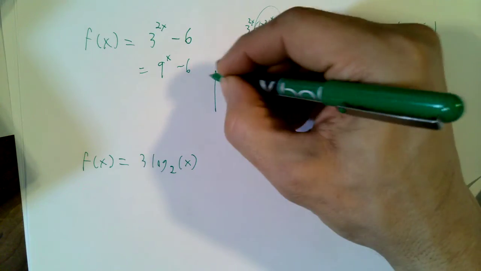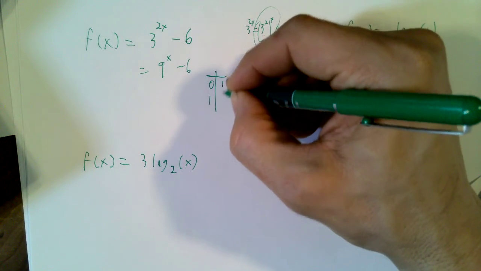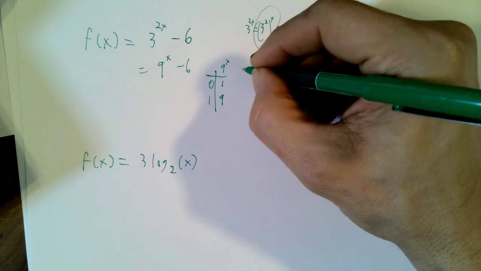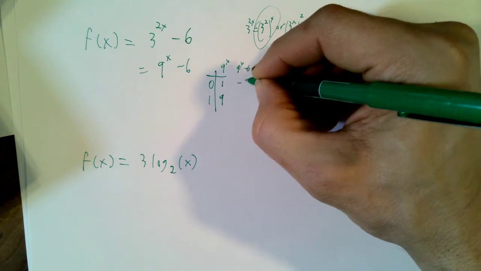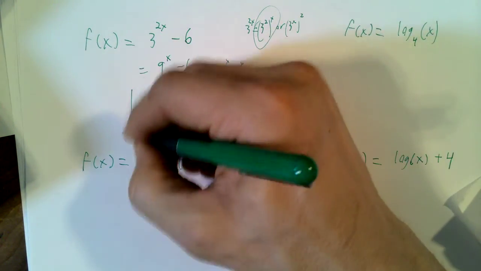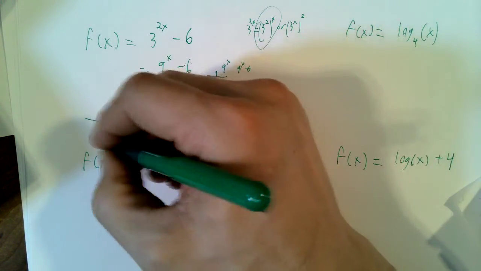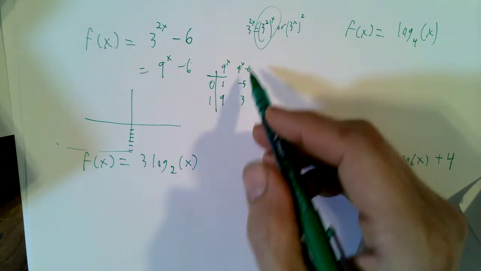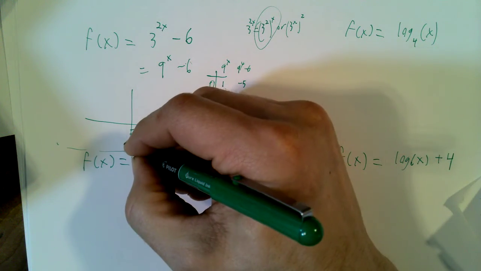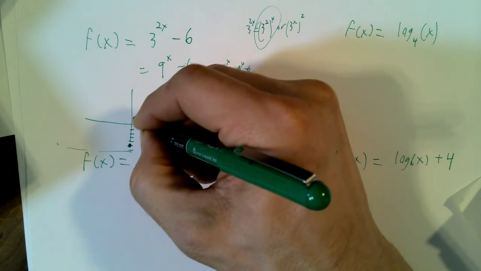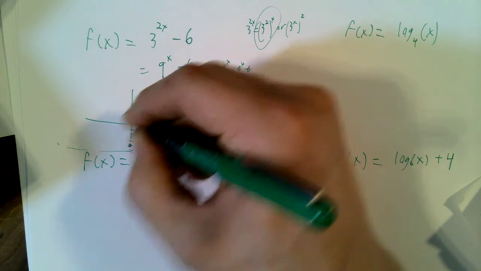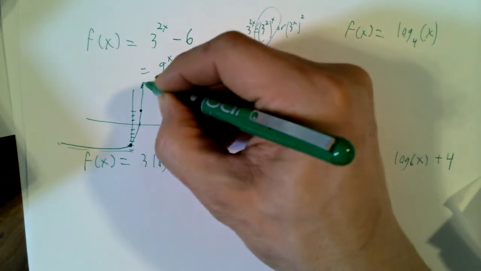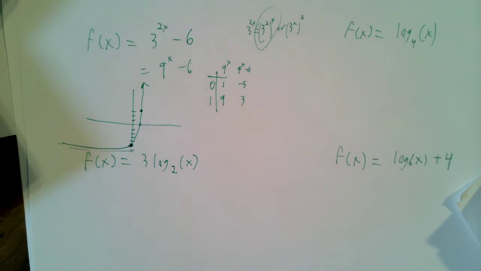shifted down 6. So my simple points are 1, base 9, that's the 9 to the x part, and then if you subtract 6 from it, you get -5 and 3, and your asymptote is shifted down 6 also. So you've got a one-sided asymptote down here, 0, -5, and 1, it's already up to +3. So it's that really steep exponential thing, right? 9 is a big base, so the shape of the exponential is exaggerated.